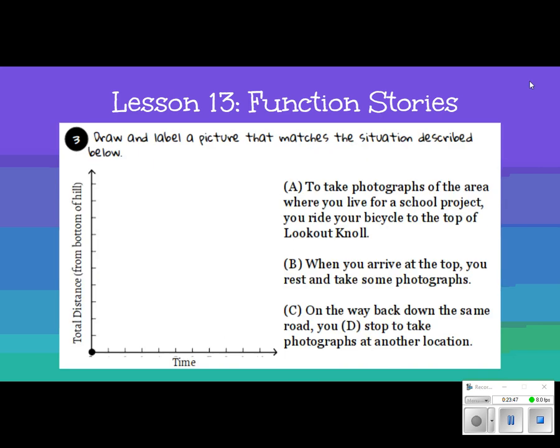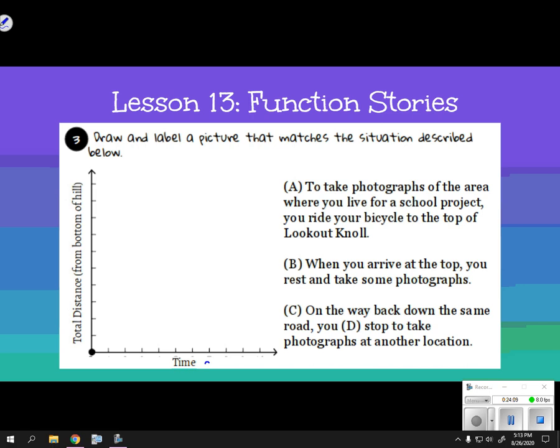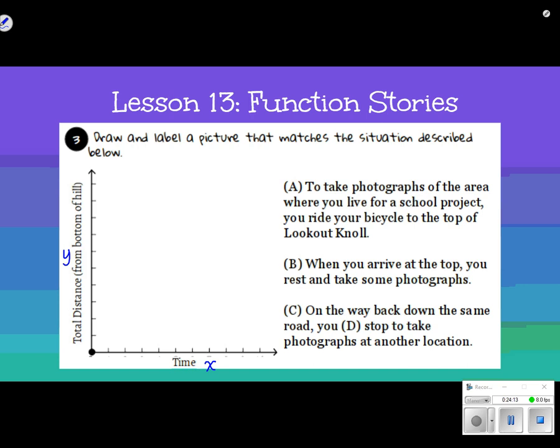All right, now we're going to have a story given to us, and we are going to draw the graph. How we choose to draw the graph is going to vary from person to person. I might draw my line steeper than you draw your line, but it should have the same key features indicated by the story. If you notice, I have time as my independent variable, it's x. I have total distance from the bottom of the hill, y. So I know that I'm doing something with a hill, and I'm going to read this story.